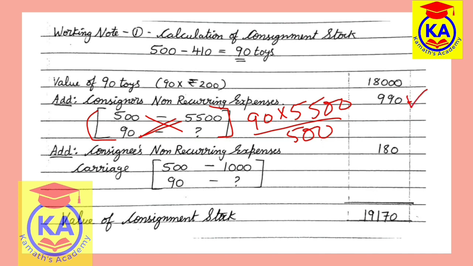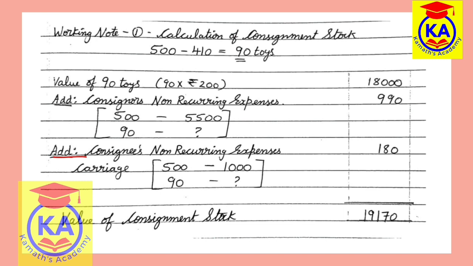Now add consignee's expenses, consignee's non-recurring expenses. Okay, point to be noted. In this previous case, if you don't mention non-recurring also, it's no problem. You have to add all consignor's expenses. So all consignor's expenses are non-recurring itself. So directly, blindly add all the consignor's expenses.